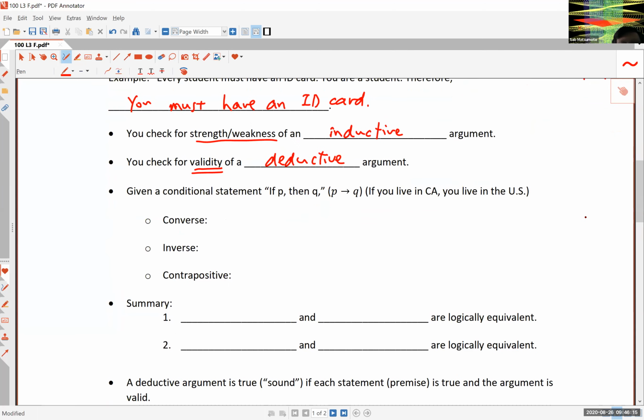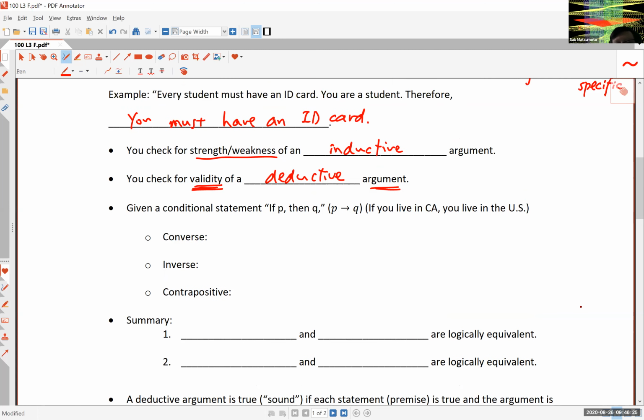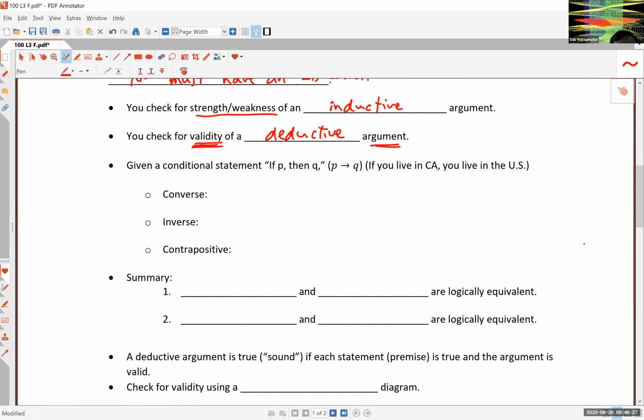But that's not the case with deductive arguments, okay? So deductive arguments are not strong or weak. They are basically black and white. It's basically valid or invalid. And there's a clear system of figuring out when a deductive argument is valid.